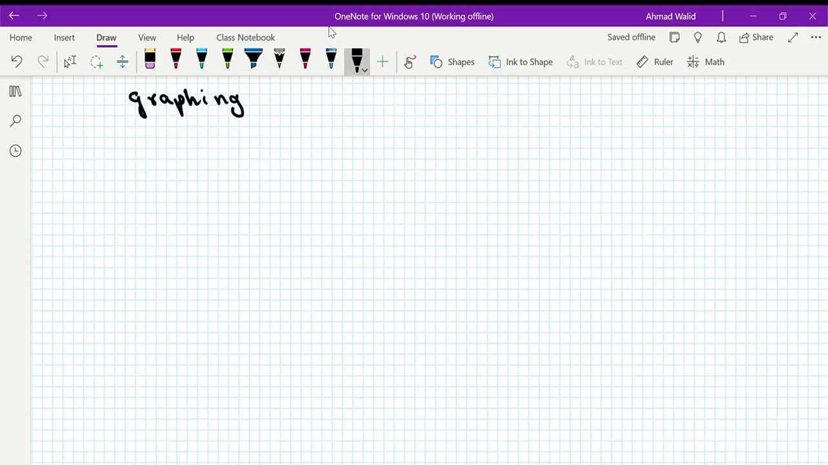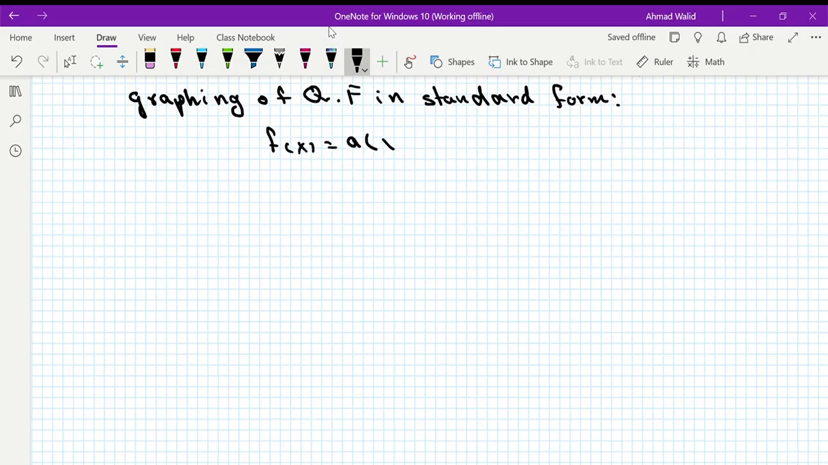Graphing of quadratic function in standard form. It means when it's given in the form of f of x equals a(x minus h) squared plus k, I want to graph these functions.